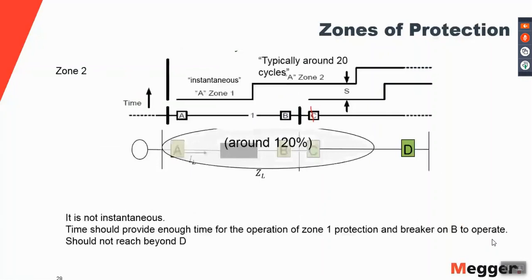Then you have the zone 2, which again is not instantaneous, and the time that you use for the tripping of zone 2 should provide enough time for the operation of zone 1 protection, and also for the operation of the breaker on B in the case that B is tripping the lines, because this protection here, the zone 2, will see faults all the way over here, but you have to give B time to trip in the case the fault that it's seeing is in this area here.